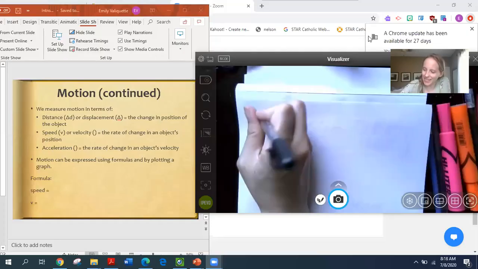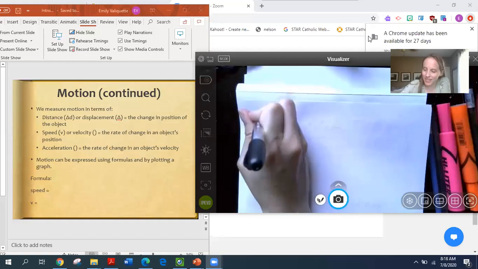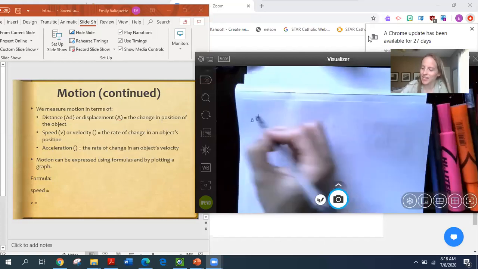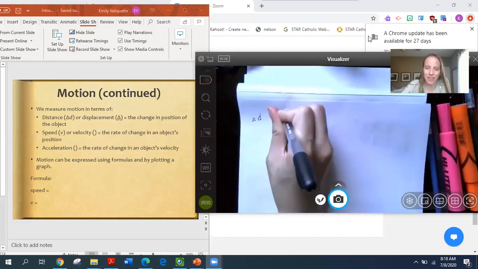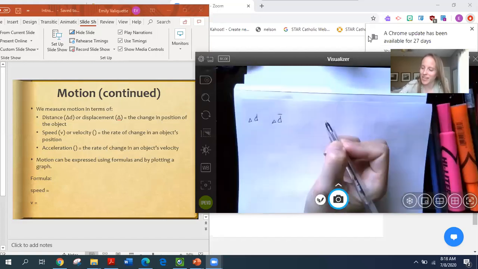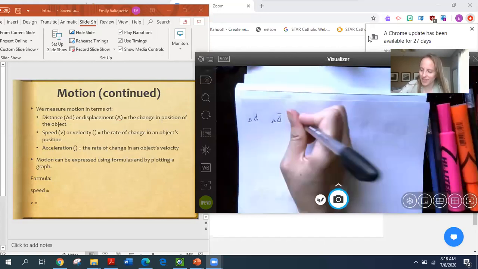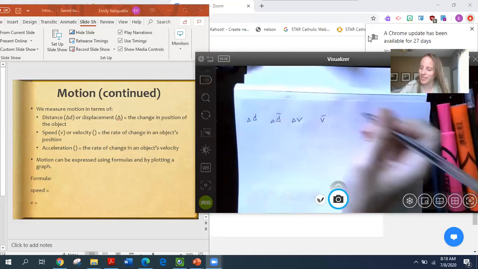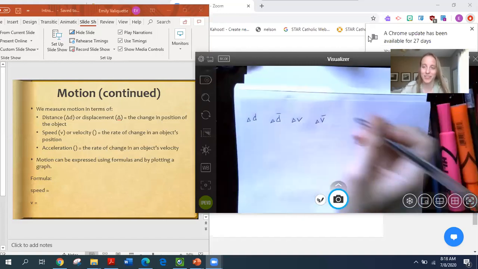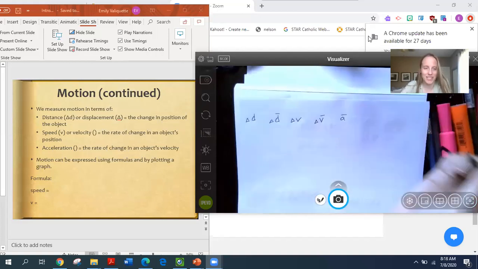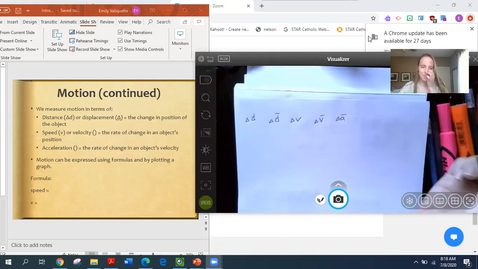Okay, so again, distance is a d. If it's a change in distance, it's a delta d. Displacement is a d with a line over it. Again, a change in displacement would be delta d with a line over it. V is speed. Delta v is a change in speed. V with a line over it is velocity. Delta v with a line over it is a change in velocity. And a with a line over it is acceleration. Delta a with a line over it is a change in acceleration.